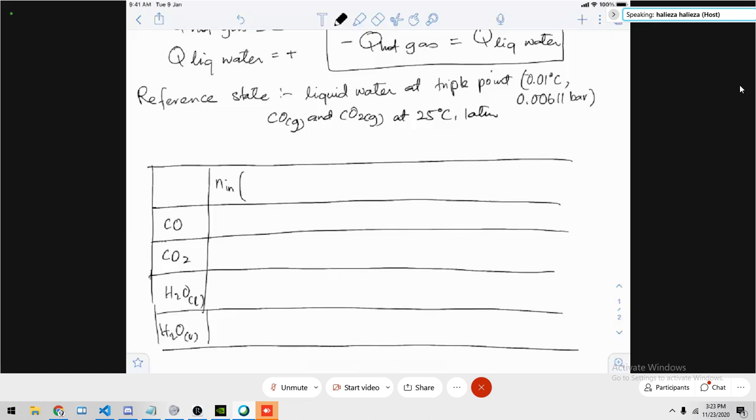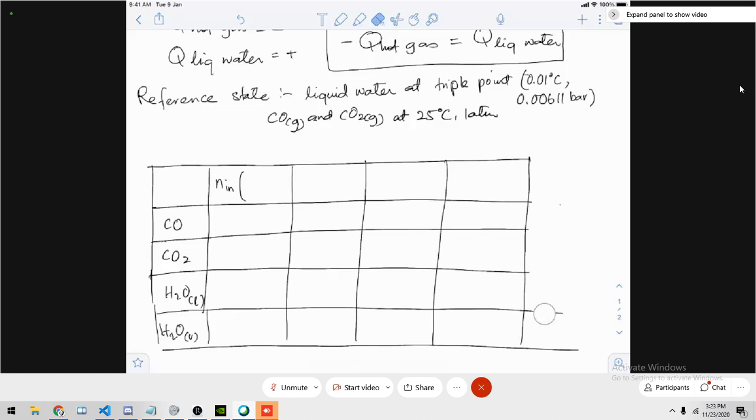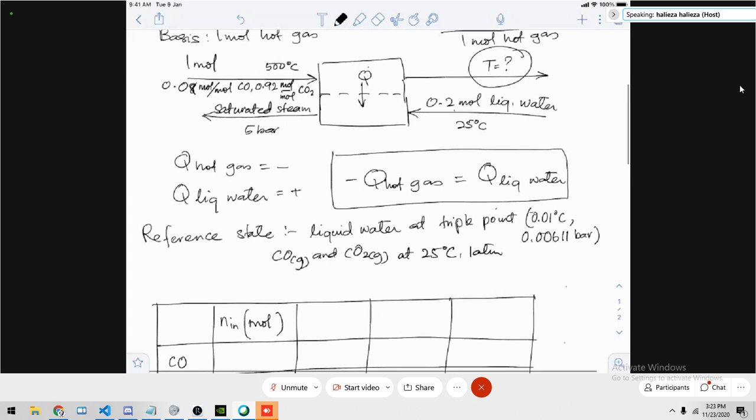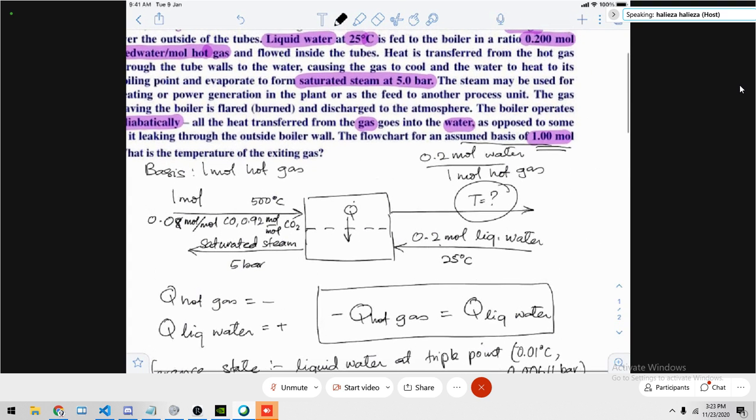So when you put your inlet, you will have something there for your inlet, but for the outlet you only have steam. You only have one row, now you have an extra row. Good, now let's tidy this up. Now you need to fill this table. It's mole. I'm not sure it should be mole per minute, but the statement says mole, isn't it?